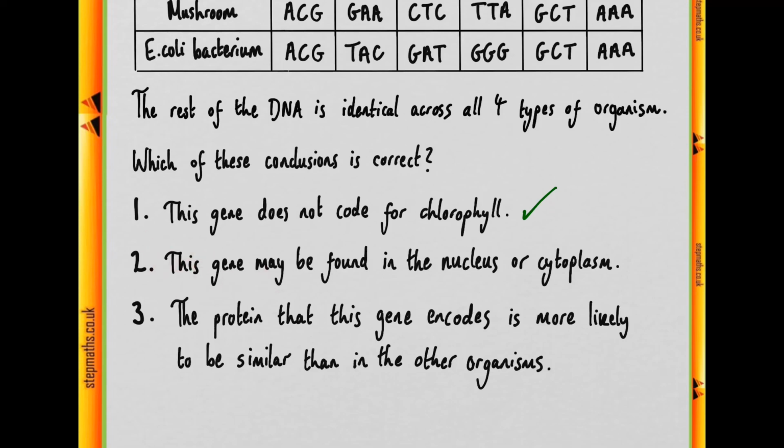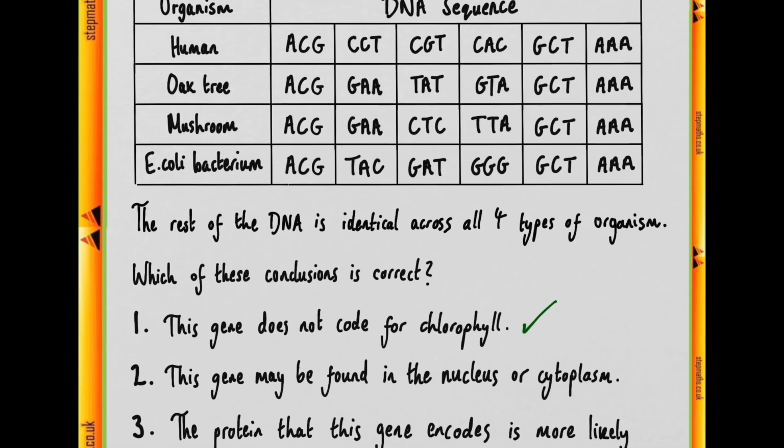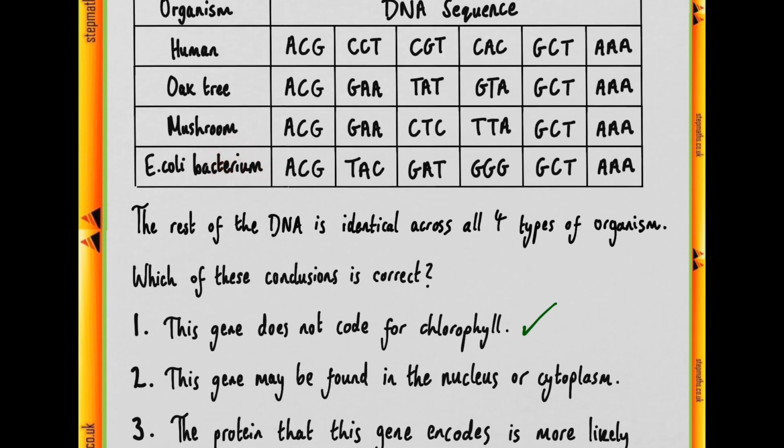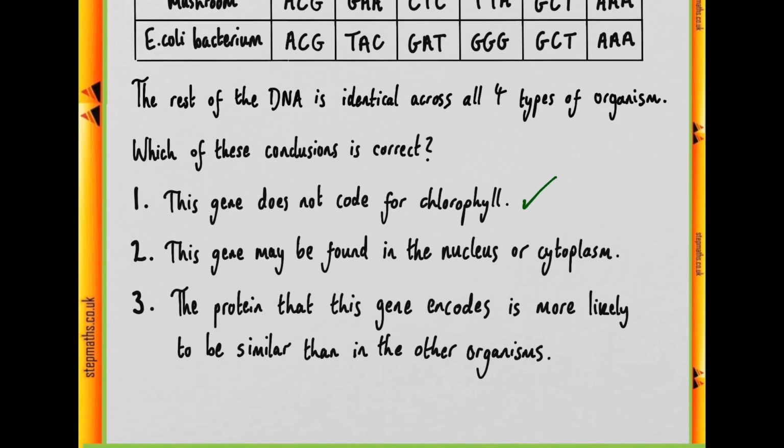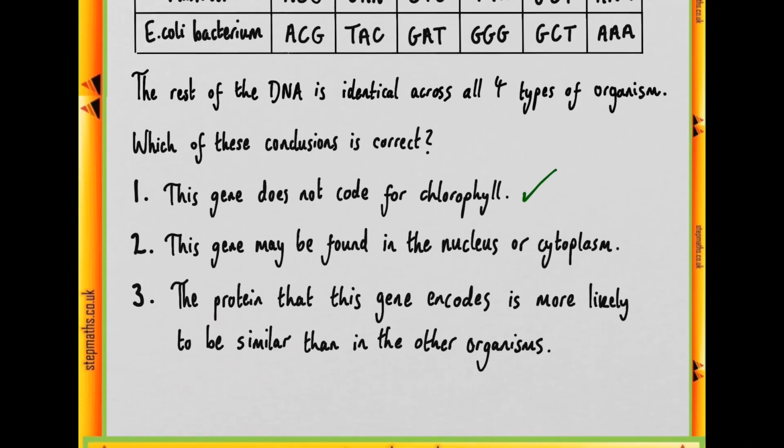Statement 2 says that this gene may be found in the nucleus or the cytoplasm. Well, since we have a mixture of prokaryotes, E. coli bacterium, or eukaryotes, we can say that it might be found in the nucleus or the cytoplasm, depending on whether it's a eukaryote or a prokaryote.